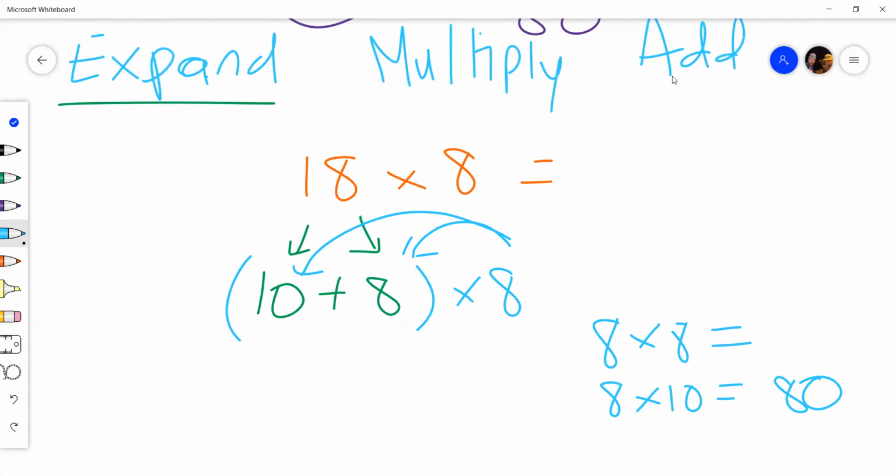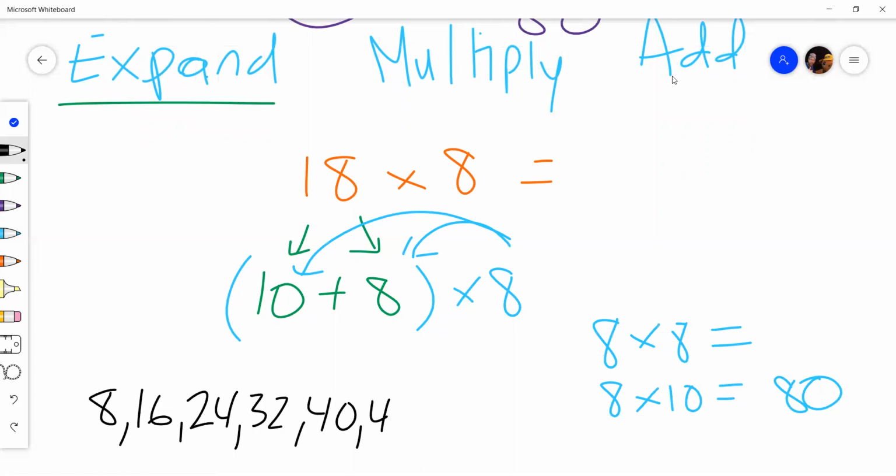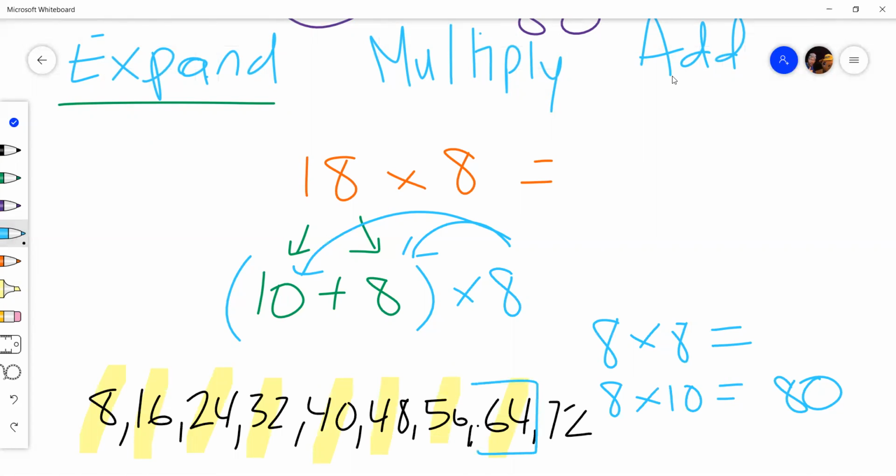Now we're going to have to go 8 times 8. That one I don't know. So I'm going to, let's see, list out my multiples. 8, 16, 24. See, again, I'm counting by 8s, and I'm going to do it 8 times. So 8, 16, 24, 32, 40, 48, 56, 64, 72. How many is that? Let's see. 1, 2, 3, 4, 5, 6, 7. Oh, 8. There it is. So 8 times 8 is 64.